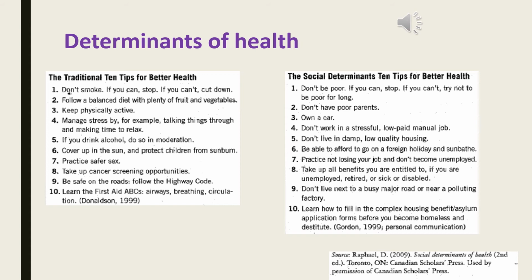7, practice not losing your job and don't become unemployed. 8, take up all the benefits you're entitled to if you're unemployed, retired, sick, or disabled. 9, don't live next to a busy major road or near a polluting factory. And 10, learn how to fill in the complex housing benefit and asylum application forms before you become homeless and destitute. So there's definitely food for thought.